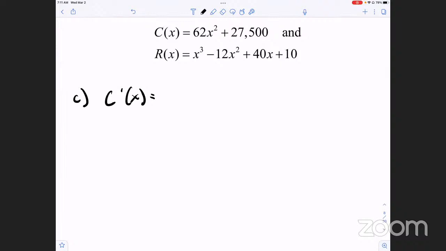All right, what is that? 124. We're taking the derivative, so yeah, 124. C prime of 50. What's 124 times 50? 124 times 50 is 6,200. Okay.